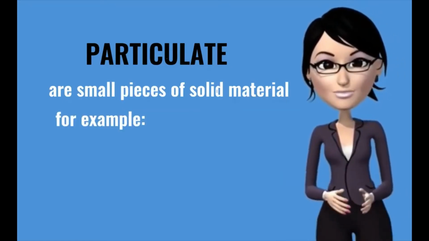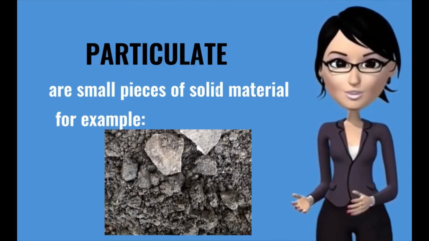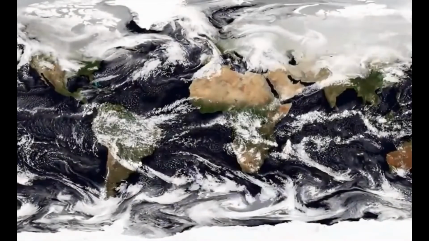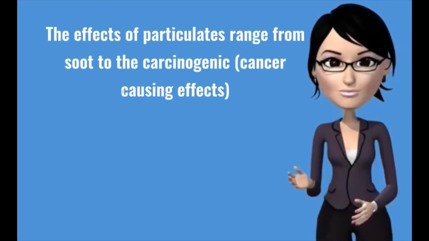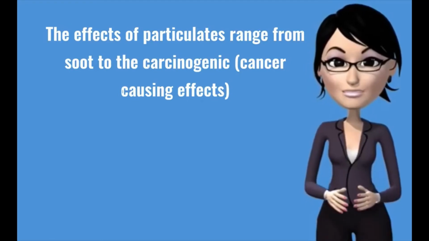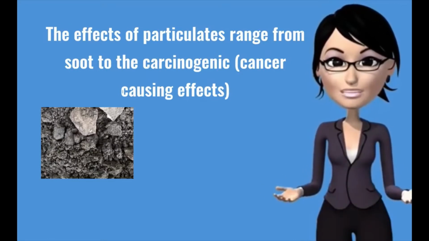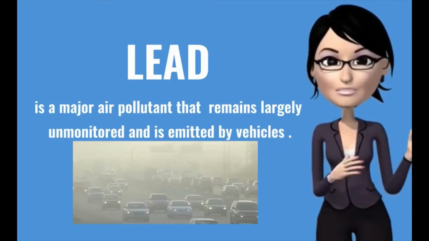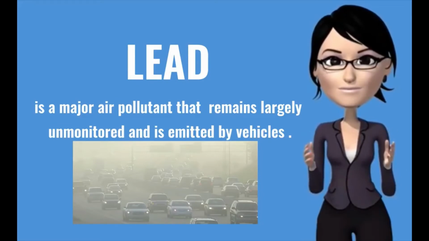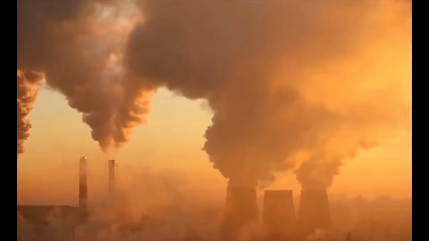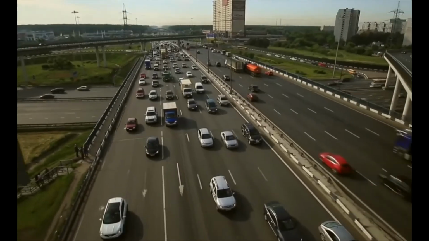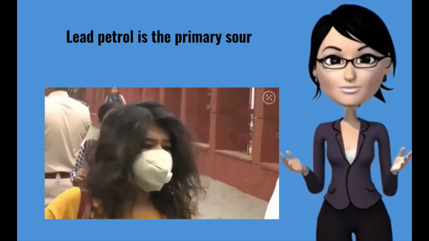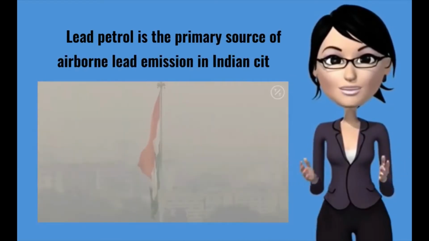For example, smoke particles from fire, bits of asbestos, dust particles, and ash from industries disappear into the atmosphere. The effects of particulates range from soot to carcinogenic, cancer-causing effects from asbestos, dust particles, and ash from industrial plants, while lead is a major pollutant that remains largely unmonitored and is emitted by vehicles. High lead levels have been reported in the ambient air in metropolitan cities. Leaded petrol is the primary source of airborne lead emissions in Indian cities.